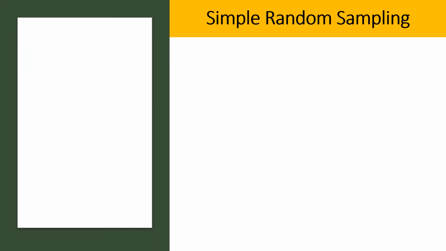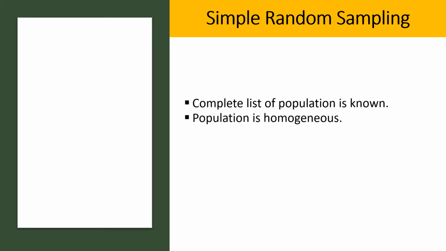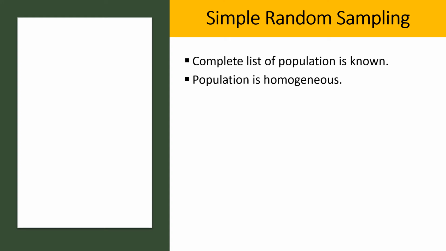The first method is simple random sampling, or SRS. This is the most common sampling method. It is used when a complete list of the population is known to the researcher or the population is homogeneous, that means members are alike with respect to study characteristics.